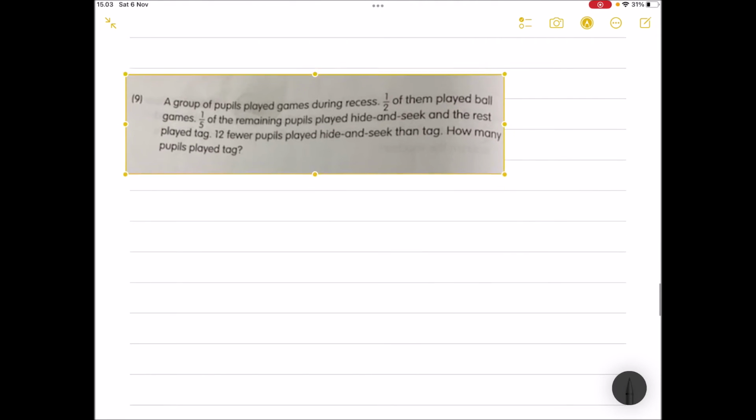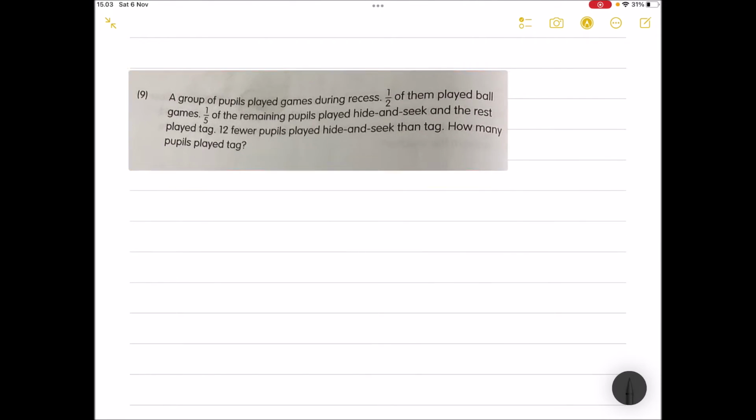Let's continue to number 9. A group of people played games during recess. Half of them played ball games, a fifth of the remaining pupils played hide and seek, and the rest played tag. 12 fewer pupils played hide and seek than tag. How many pupils played tag? Let's do the same thing.